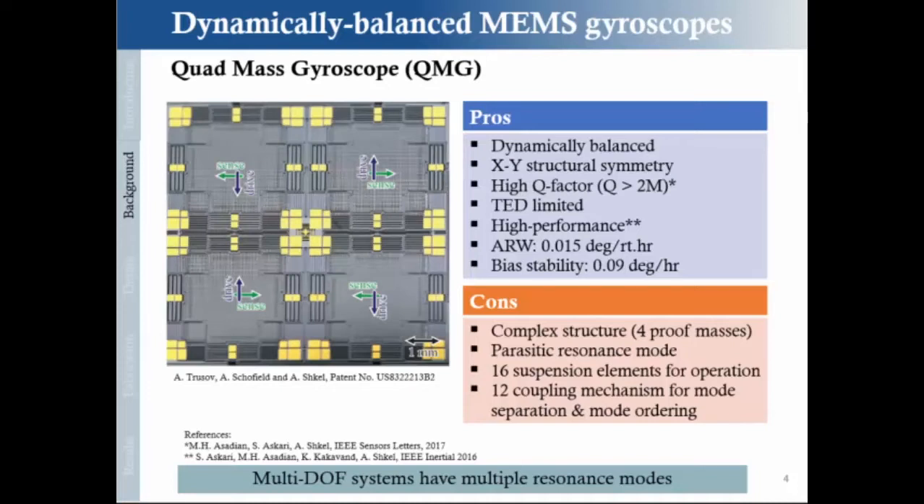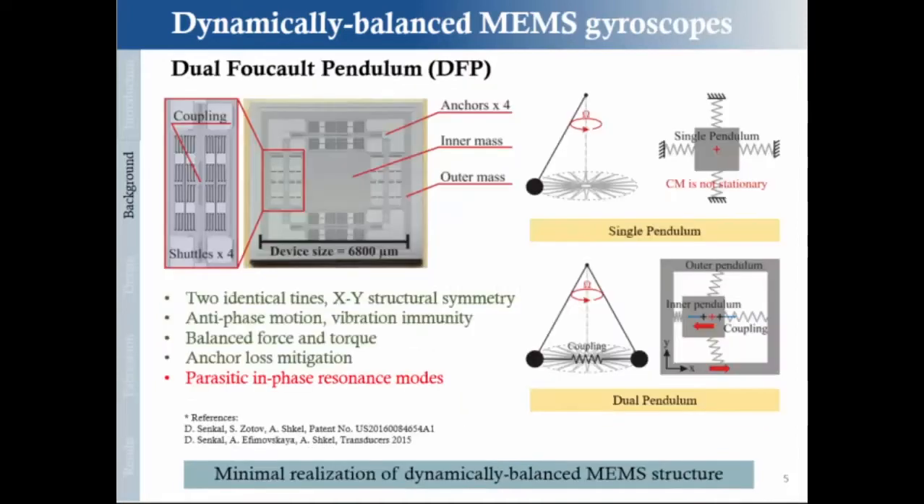This device is currently commercialized; it probably will be a product coming out of Northrop Grumman very soon. The disadvantages of this device are that it's a complex structure. There are 4 masses, 16 suspension elements, and 12 coupling mechanisms. It also requires some special consideration to achieve mode ordering. So what we asked is: is it possible to achieve the same features of fully dynamically balanced structures with fewer proof masses, fewer degrees of freedom in the system? And this is really the topic of this paper.